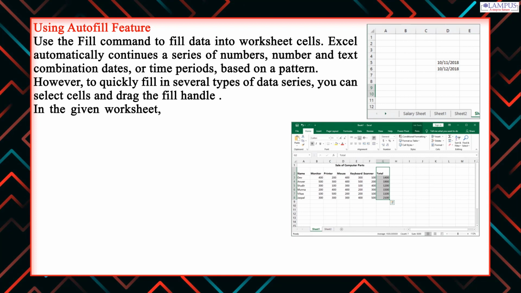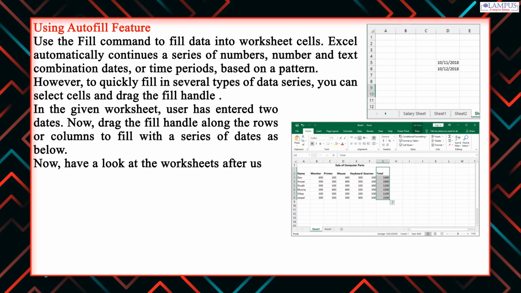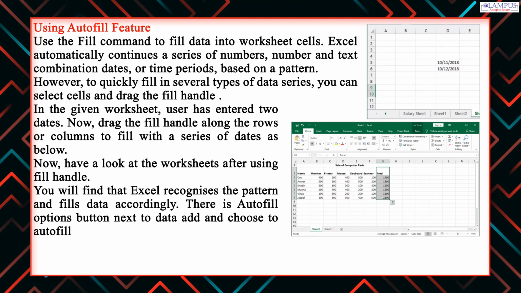In the given worksheet, the user has entered 2 dates. Now, drag the fill handle along the rows or columns to fill with a series of dates as below. Now, have a look at the worksheet after using the fill handle. You will find that Excel recognizes the pattern and fills data accordingly. There is an Autofill Options button next to the data, where you can choose how to autofill. It has the following options summarized in the table below.